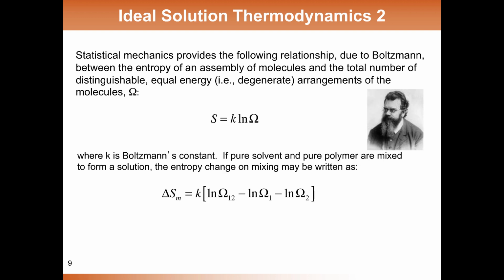Now, we're going to attack this problem statistically, and so we need a linkage between the molecular or statistical point of view and macroscopic thermodynamics, and that link is provided by Boltzmann, who argued that the entropy of an assembly of molecules was proportional to the logarithm of the total number of distinguishable equal energy arrangements of the molecules, what he called omega, and the constant of proportionality is the so-called Boltzmann's constant. And there's a little picture of Boltzmann watching over us.